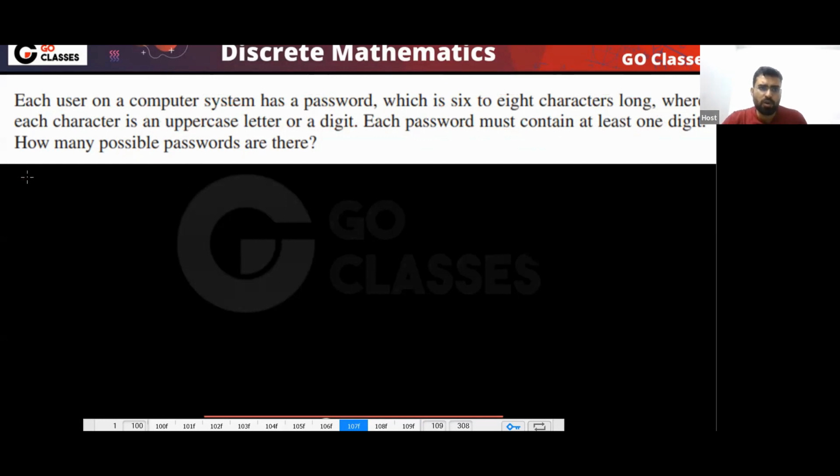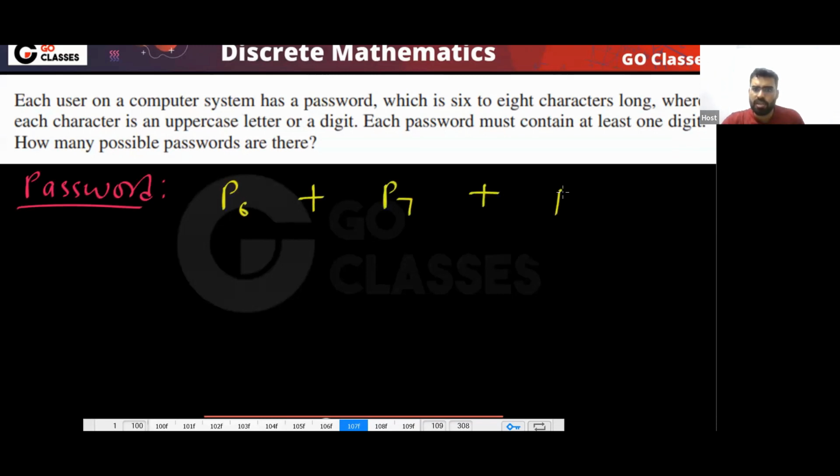So remember, if you want to create a password, then either you can create a 6 length password, or you can create a 7 length password, or you can create an 8 length password. Tell me, can I directly add them? Are they mutually disjoint? 6 length password, 7 length password, do they have something common? No, nothing common. So either you can do this or this or this. So I can add them.